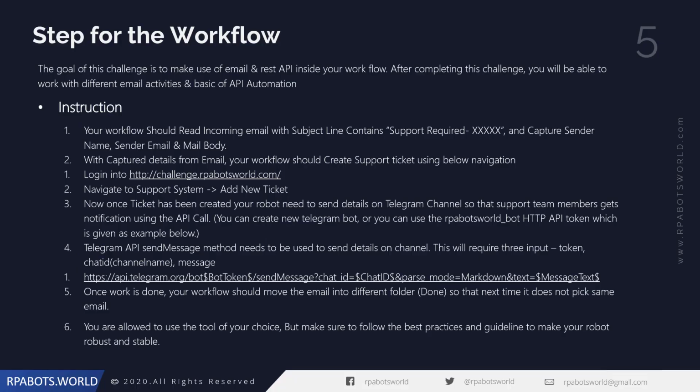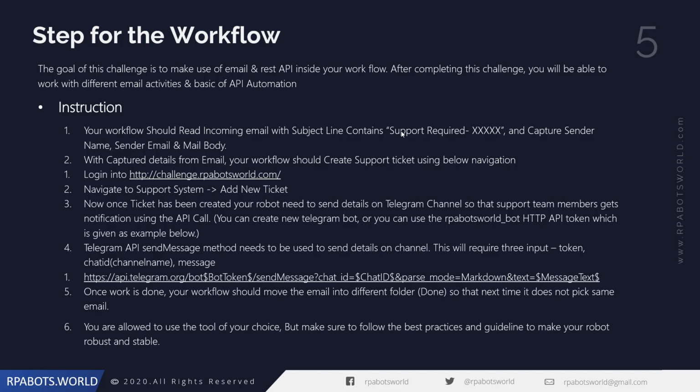As I told you, your workflow should read incoming email with a subject line. You can configure the subject line accordingly, but I have given an example. If the subject line contains support required, it should capture the name, sender email address, and the mail body. With the captured details from the email, your workflow should be able to create a support ticket using the navigation on the system that I have shown you just a couple of minutes back. You need to go to challenge.rpabotsworld.com, navigate to the support system and add a new ticket.